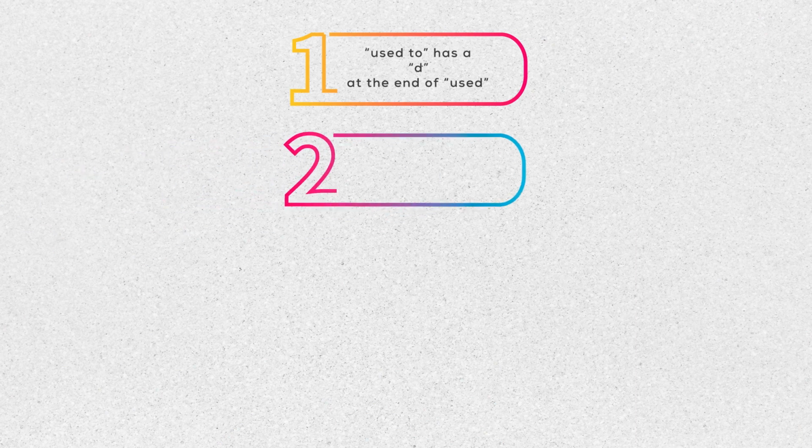In positive sentences, used to has a D at the end of used. But in negative sentences and questions, we write use without a D. That's because we have an auxiliary verb, did, in our structure.